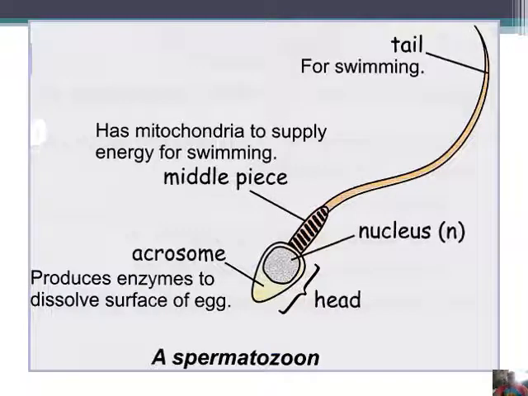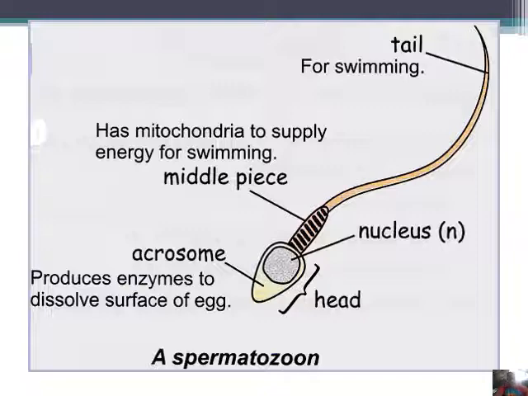The mitochondrial DNA only comes from the mother, because there's no mitochondria in the head itself, so that it can't get in the way when fusion is eventually going to occur. So in the head itself, we have the nucleus, which is haploid. Remember, that means that you only have one set, not two sets of DNA. And then we finally have the acrosome, which is right at the head. The acrosome is the most important part.